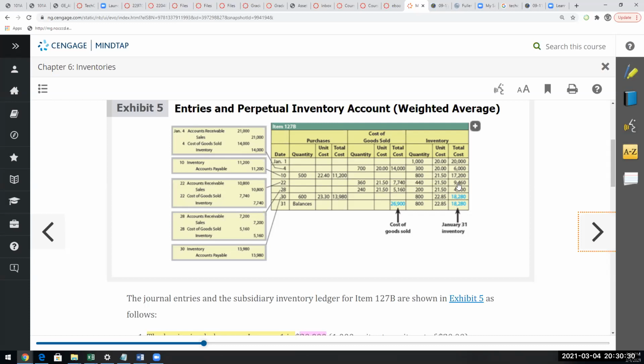Any stop signs? Because the next one we're going to sell 240. We still have plenty, right? We had 440, so we're going to sell 240 out of the 440. We have 200 left. So again, we can do the math here. 240 at $21.50 is 5,160. We have 200 left, and the average cost is $4,300.